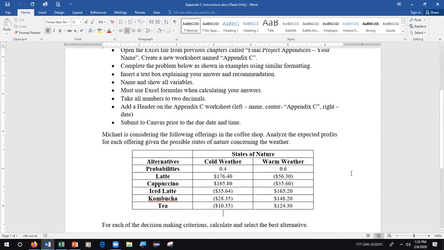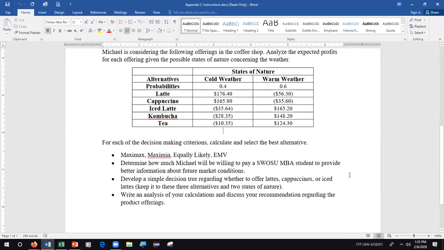Well, let's talk through this one. Michael has the following options in his coffee shop, analyzing expected profits for each alternative, given the possible states of nature. The possible states of nature in this one are cold weather versus warm weather. The alternatives are which drink you are going to serve. Once you do that, it'll be kind of interesting because you'll put in those expected values with the maximax, maximin, and equally likely, and then your EMV. You're going to give an actual determination of what you think Michael should serve based on the total potential.